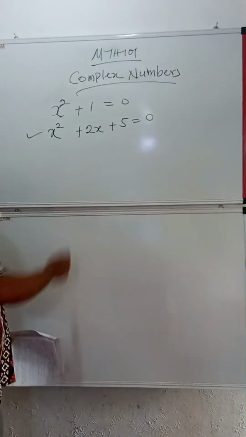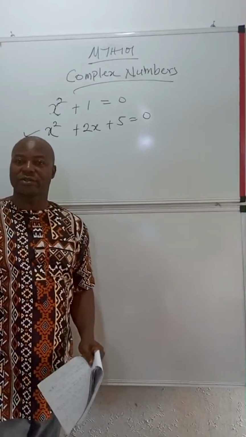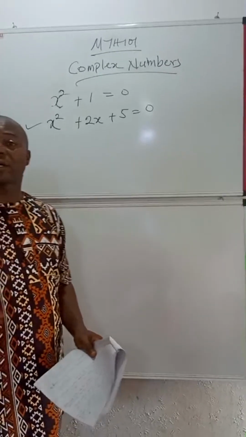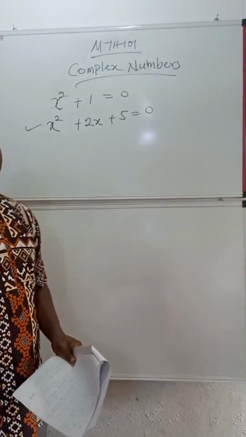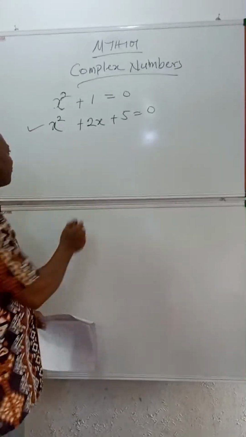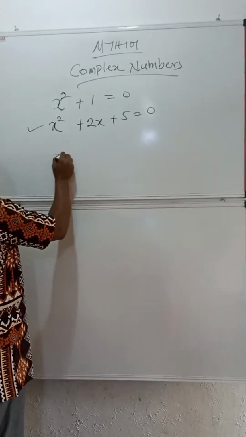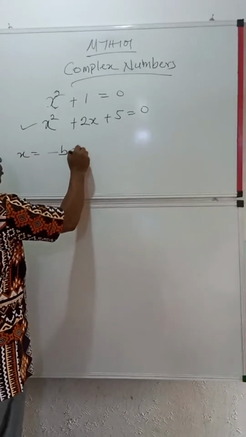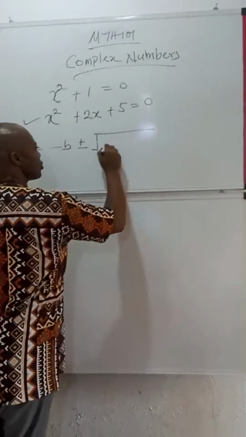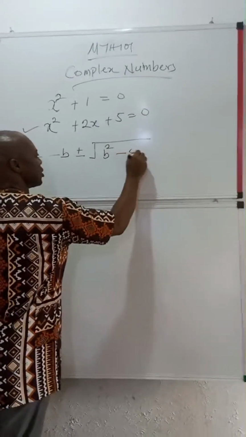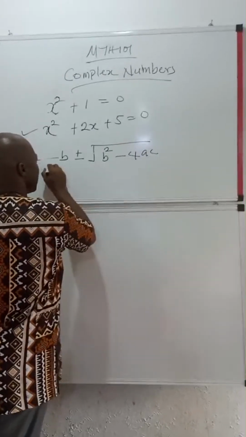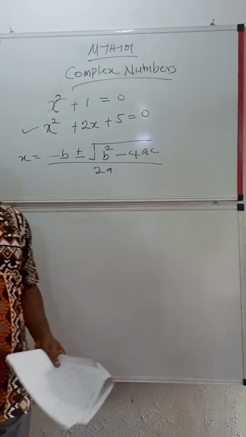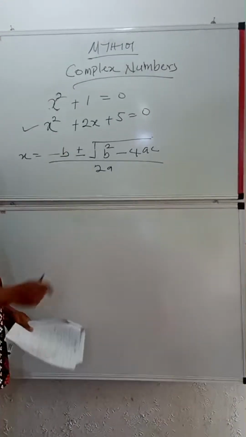Now, we have learned many methods of solving quadratic equations. One is the formula method, factorization method, and completing the square method. For the formula method, we have x is equal to minus b, plus or minus the square root of b squared minus 4ac, everything over 2a. This is the formula that we use in solving quadratic equations.